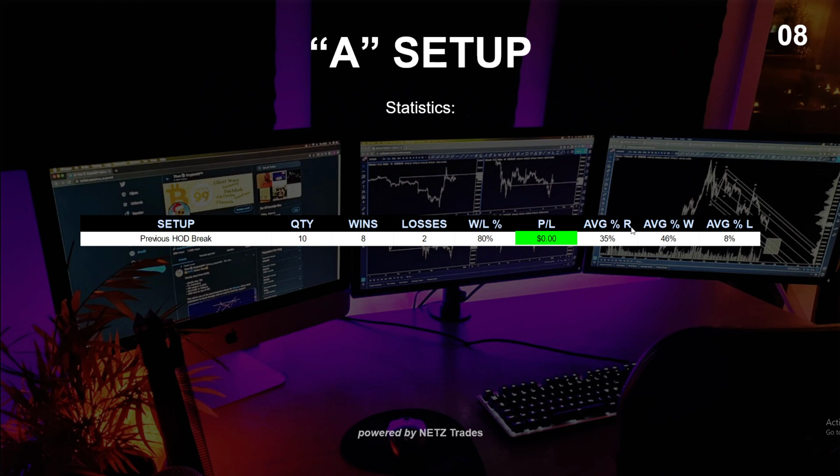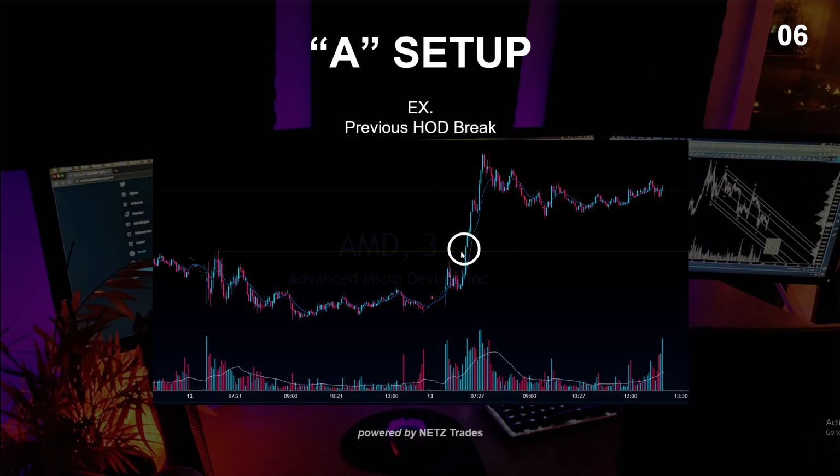Average percent return, which we'll go over in a second: our average percent winner is 46%, and our average percent loser is 8%. If you look back, it's very easy to know when you're wrong on this setup. If it breaks and then starts coming back down, you sell immediately, because you want this to break and pretty much instantly start running. This setup is pretty good in that you know right away if you're right or wrong. If we get a break and then it starts consolidating or dropping, you want to get out as soon as possible. Of course, you want to give it some room, but generally speaking, it's pretty easy to tell when you're right or wrong on this setup.